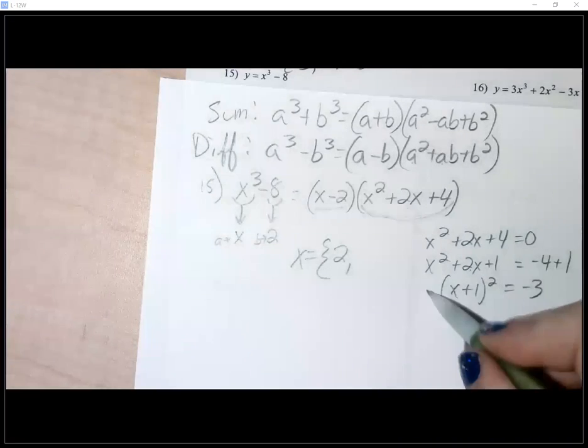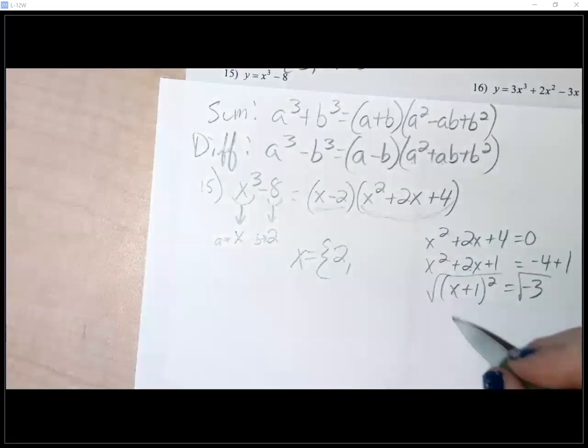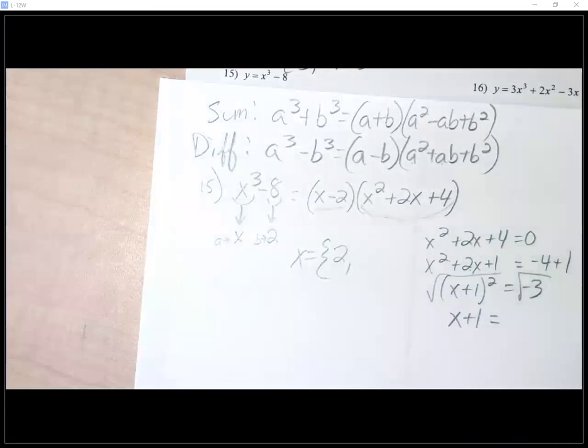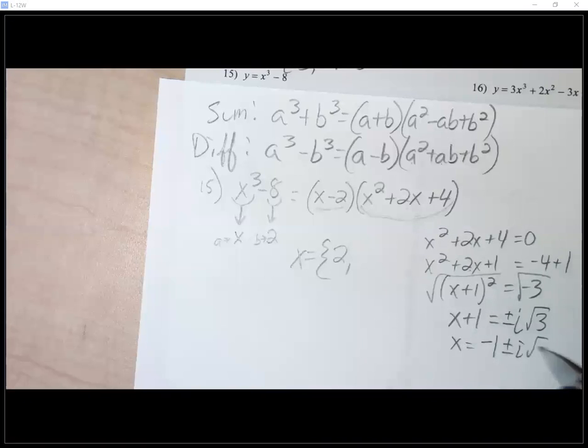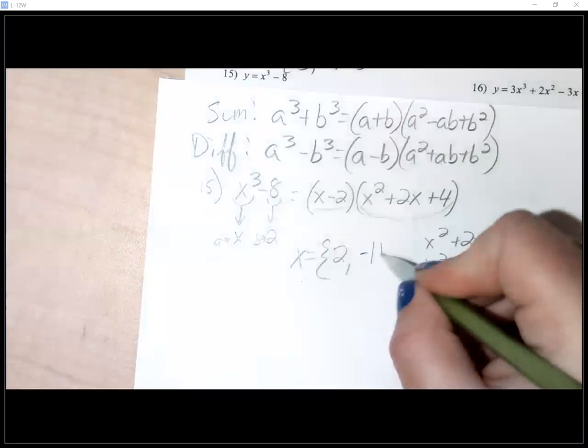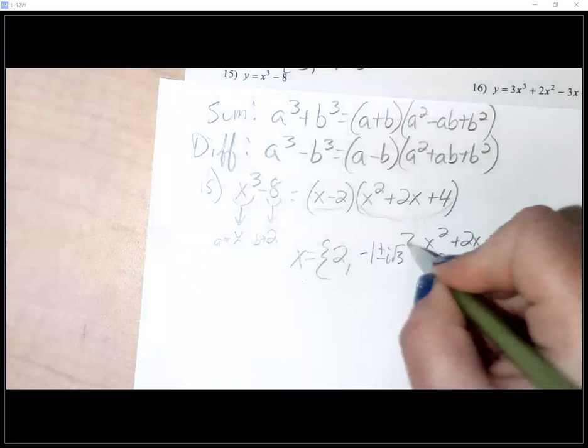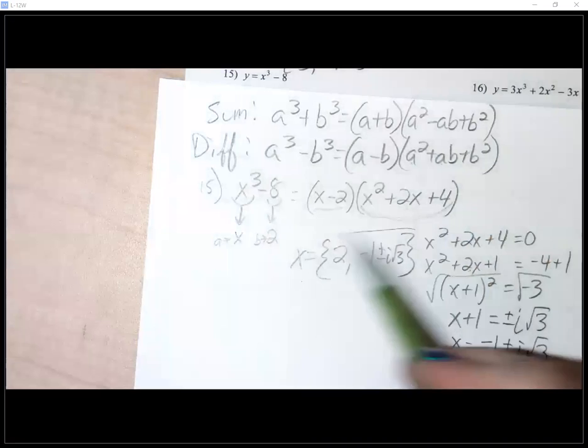What do I need to remember when I take a square root? Plus and minus. And because that's a negative, what really comes out? I, and then I have a root 3. And then all I have to do is minus that 1 over. So I have negative 1 plus minus I root 3. And those are my other two answers. Because remember, I was supposed to have 3 altogether. So negative 1 plus minus I root 3. And there are my 3. Hooray!